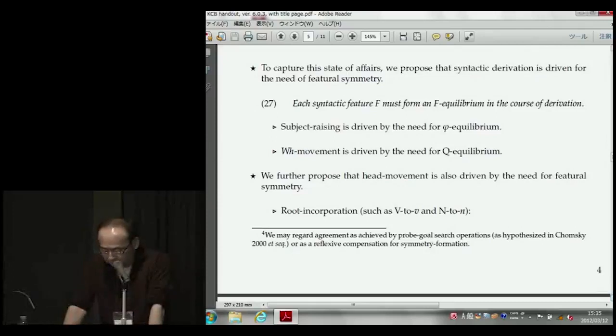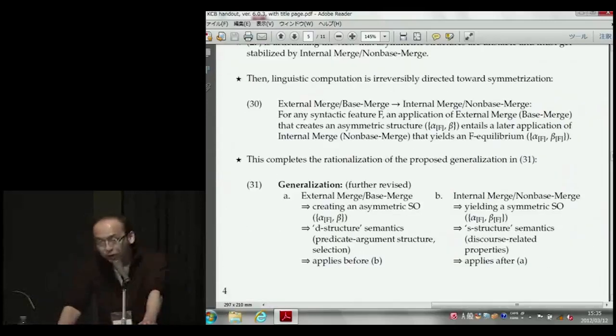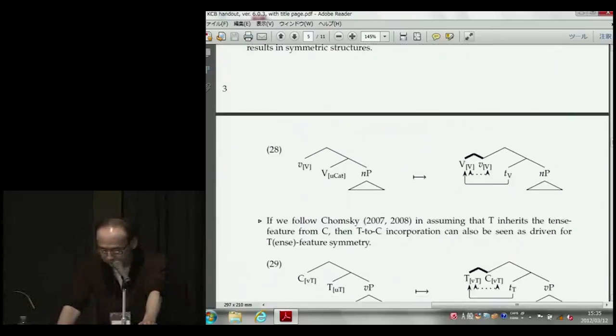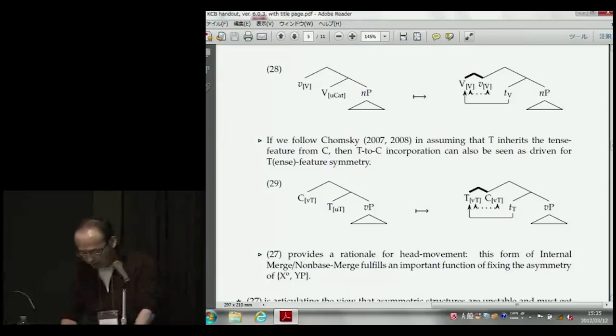Recall that the prototypical case of head movement is root incorporation, such as capital V to little v and capital N to little n, which is supposed to be driven by the need for categorizing the root. We may describe this state of affairs by assuming that root categories are associated with an unvalued categorical feature that is in need of valuation by a neighboring categorizer. Then root incorporation can also be seen as driven by the need for categorical feature symmetry. This is shown in 28.